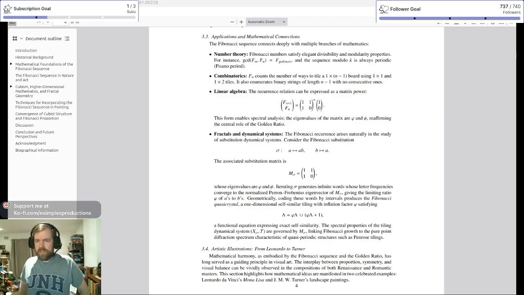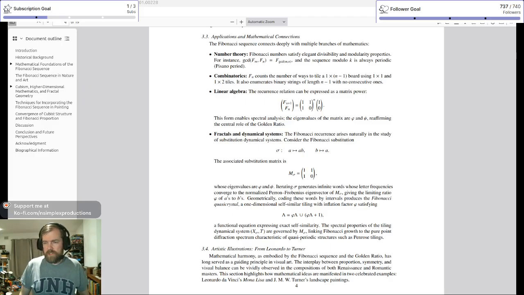Fractals and dynamical systems. Fibonacci recurrence arises naturally in the study of substitution dynamical systems. Consider the Fibonacci substitution. Sigma is A mapping onto AB and B mapping onto A. The associated substitution matrix is the exact same as the transformation matrix in the linear algebra one, and therefore the eigenvalues are phi and psi.